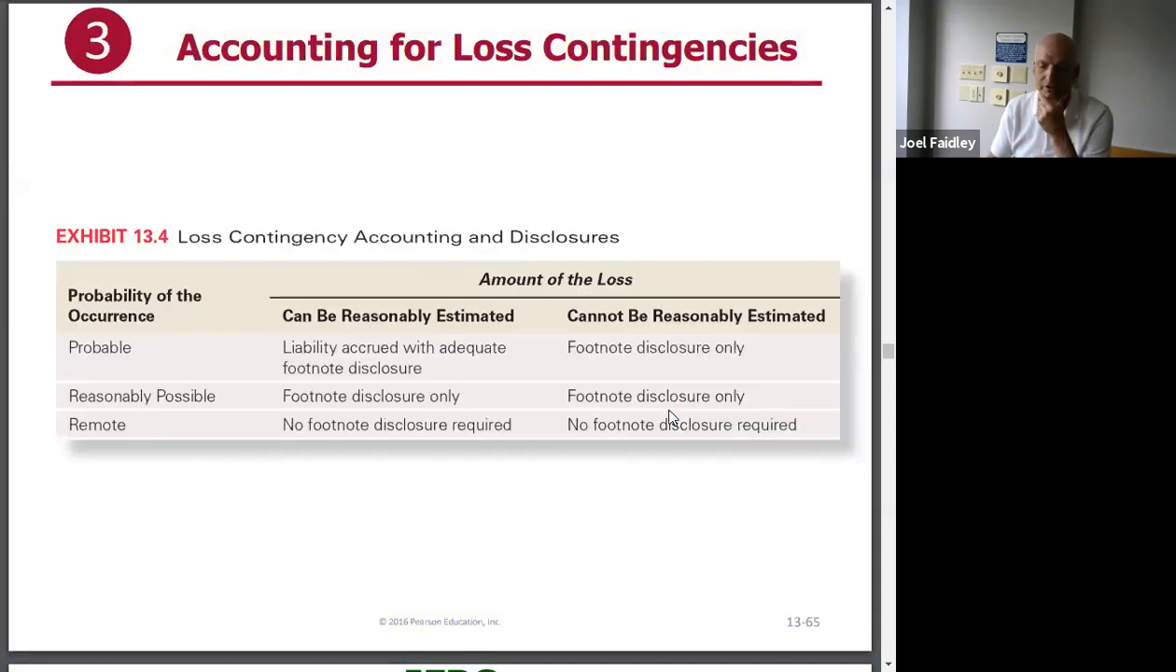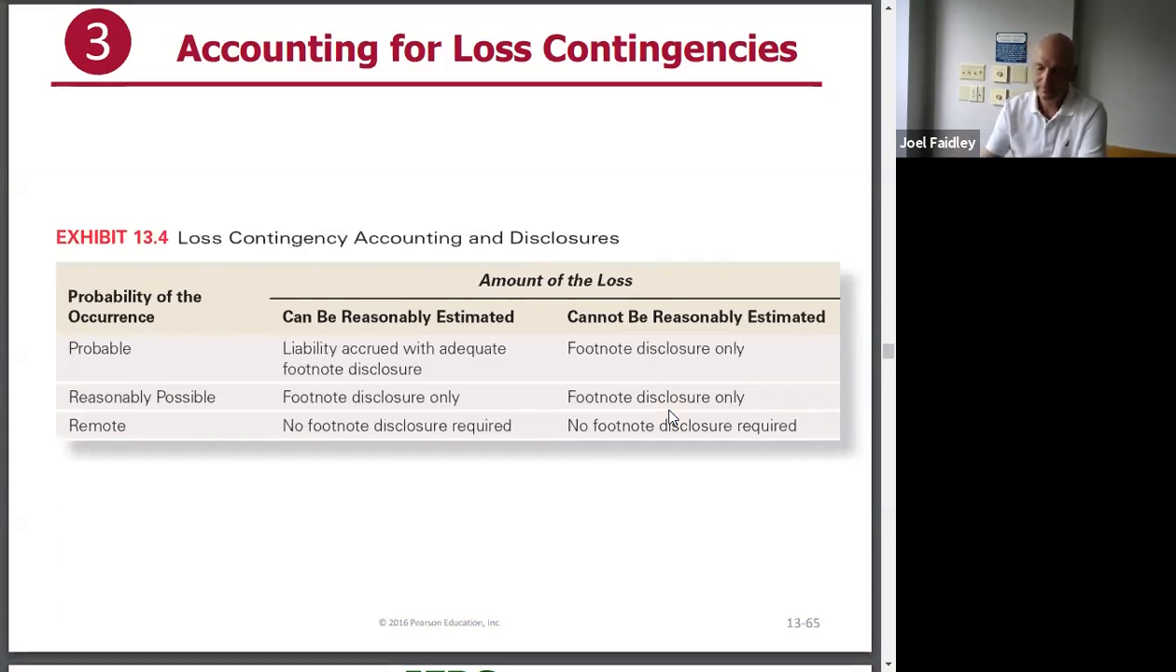All right, here's a good little chart there. I don't have it highlighted, but I probably should. If it's probable, and they've got it in a good order here as well, you're going to have a liability accrued with adequate footnote disclosure. And they have out here on the right, cannot be reasonably estimated. I don't know how often that occurs. If you've got something that's probable, you're going to come up with an estimate one way or another. All right, if it's reasonably possible, footnote disclosure only. So that's what's important, those 2 columns.